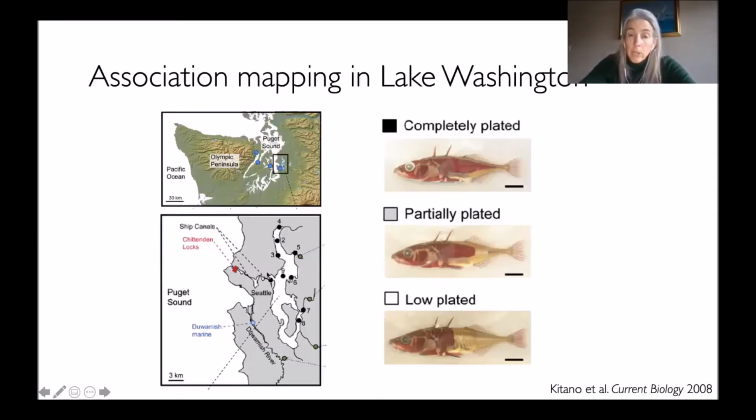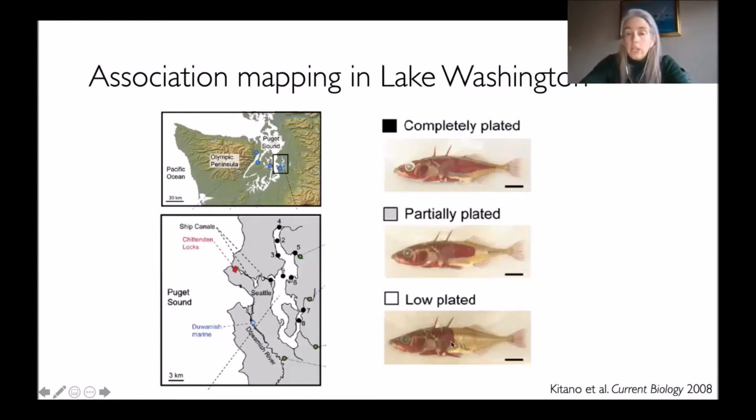A former postdoc in my group, June Catano, had shown that the sticklebacks in Lake Washington are actually polymorphic. So it's a freshwater lake, but they're polymorphic for this plate phenotype. So you can find fish that are completely plated, more like a marine phenotype, partially plated, and low plated.